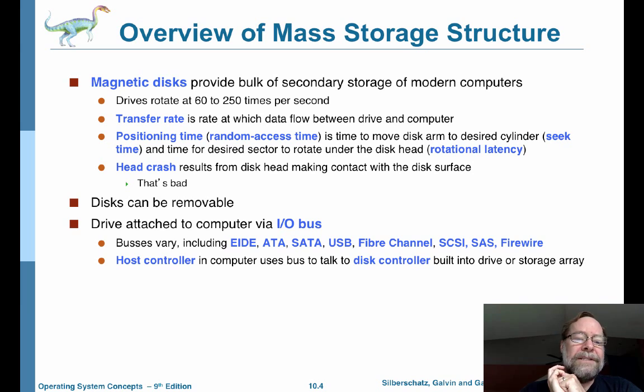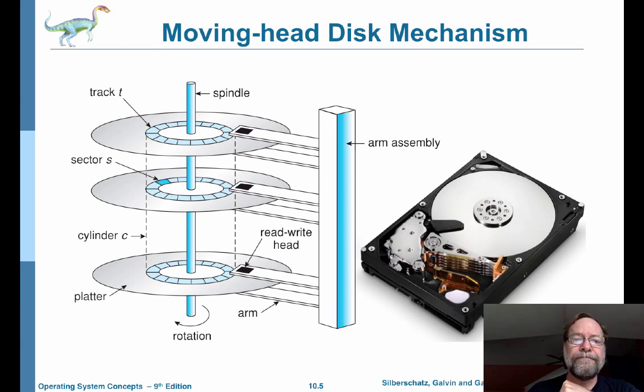A head crash is a very nasty thing, which you hope never happens to you, which is when the disk head actually comes in contact with the spinning disk underneath it, which is usually terminal for the hard drive. Some disks can be removable. That is, you can have a hard drive which you can plug in and out of an array of hard drives. USB drives are removable, for example. Just unplug them from your machine, and you can move on with them. And there are several different ways that you can attach hard drives to computers. We'll talk about that in a little bit.